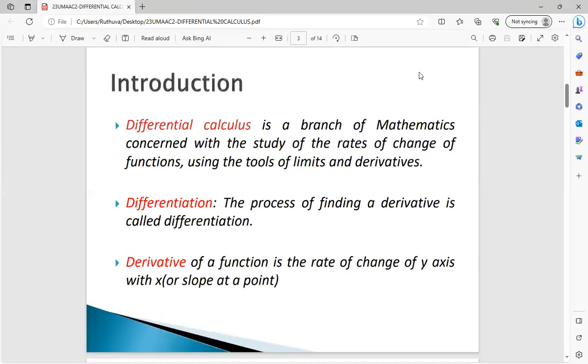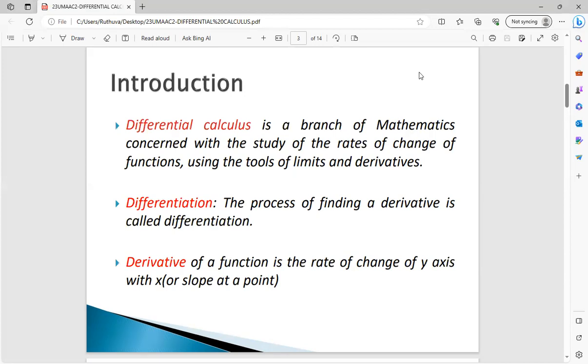Next, first, the introduction to differential calculus. Differential calculus is a branch of mathematics concerned with the study of the rates of change of functions using the tools of limits and derivatives. That means it's a very important branch of mathematics. There are two important branches of mathematics: one is differential calculus and the other is integral calculus. Now we are going to see differential calculus. That is nothing but the rate of change of functions.